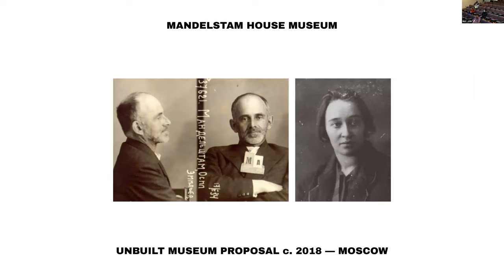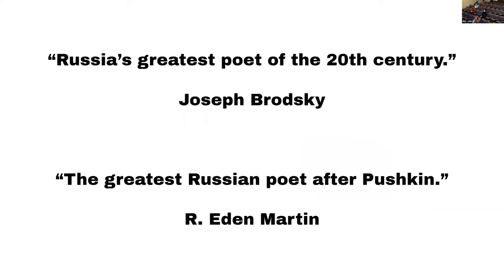So this is who it was for. To the left is a poet named Osip Mendelstam, who was born in Warsaw and died in 1938. And on the right was his partner and poet Nadezhda Mendelstam, somebody who doesn't really get credited as being the co-author of Osip's poetry, but she was. And I'll explain how a little bit later. So Osip Mendelstam has been described as Russia's greatest poet of the 20th century. Joseph Brodsky said that. Another critic said that Mendelstam is the greatest Russian poet after Pushkin.